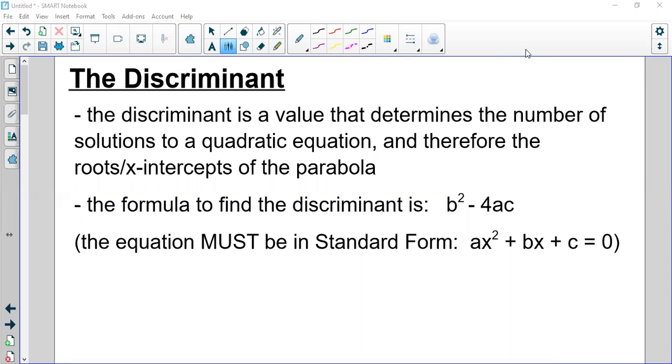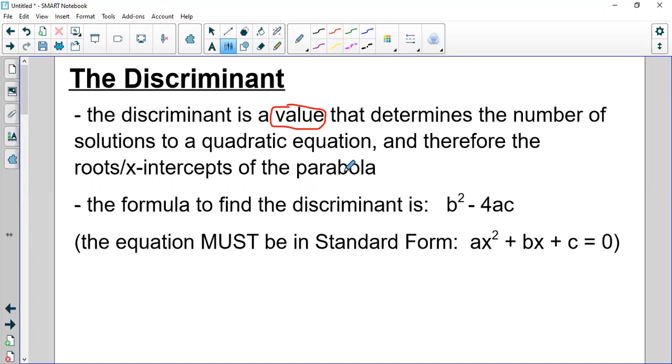Alrighty. Today we talk about the discriminant. That's that word, discriminant. Discriminant is a value. It's a number. The discriminant is going to end up being a numerical value, and it's going to determine the number of solutions to a quadratic equation. And therefore, the solutions, you might remember, are the roots or the x-intercepts for the parabola. It's not going to tell us what the solutions are, but it's going to tell us how many there are.